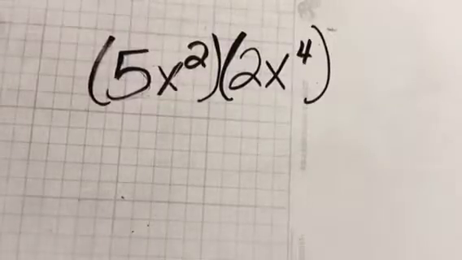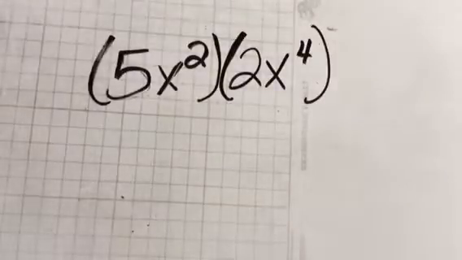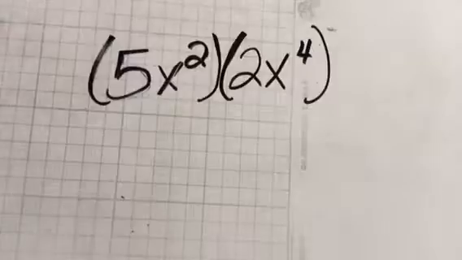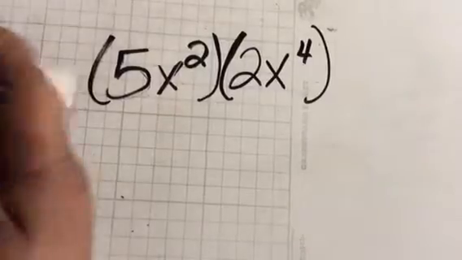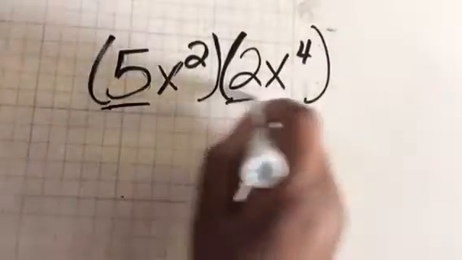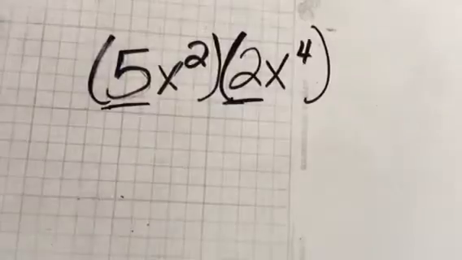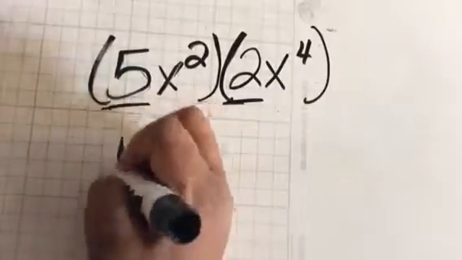Let's review multiplying. So we have this problem, and it's obvious that we have to multiply. So let's go ahead and multiply these two numbers, because that's just like you learned in third grade. 5 times 2, which is 10.